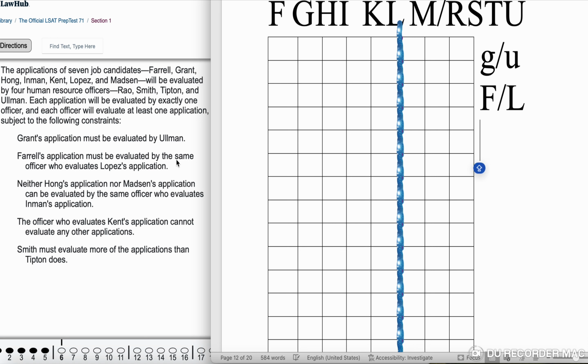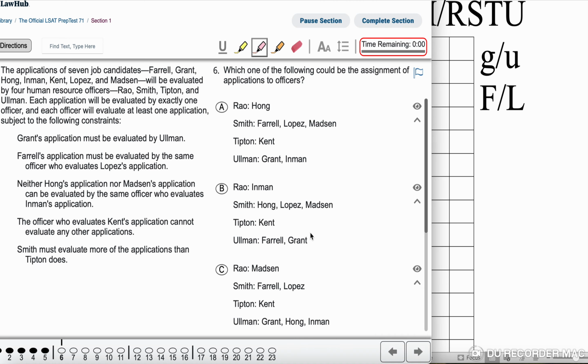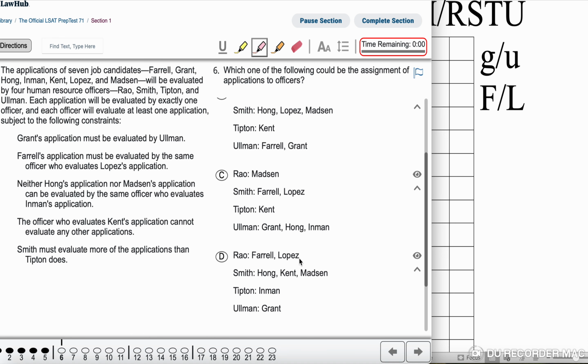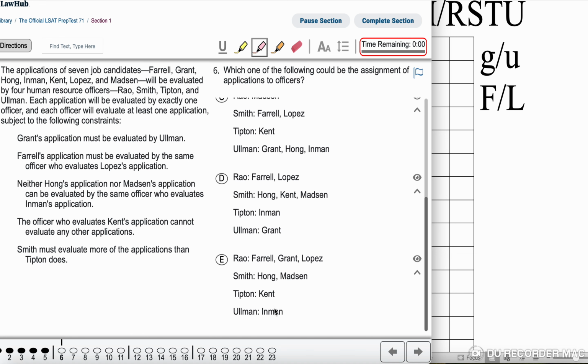To get a better visual of the representation, let's look at question 1 and see what we're communicating about. Okay, that's way better. So we can go through it one at a time. G's application must be evaluated by U. So that's correct. That's correct. Choice E has I, so let's take that out.